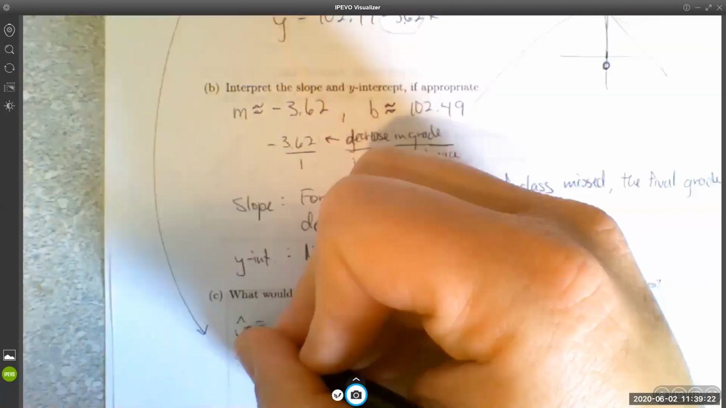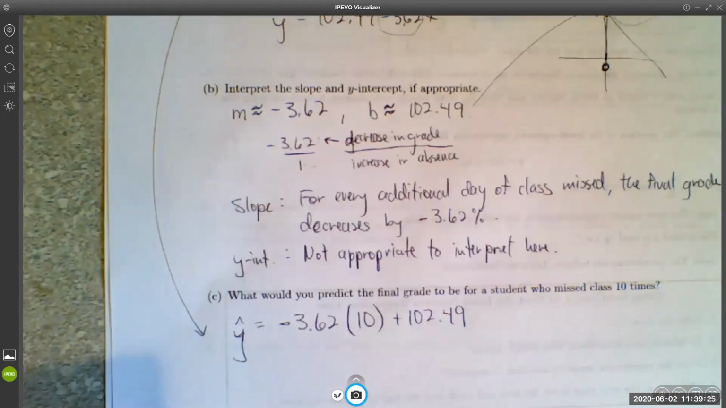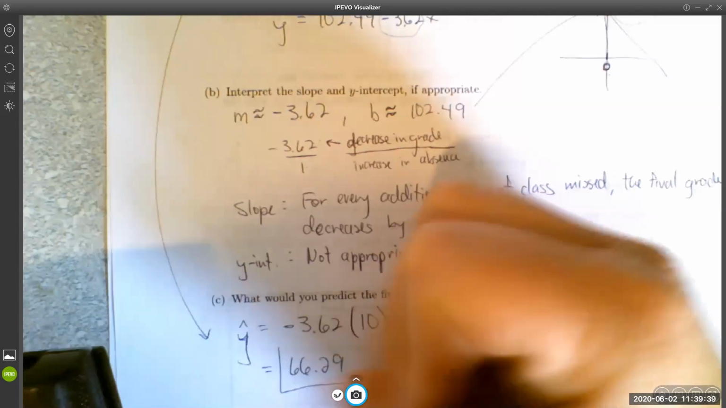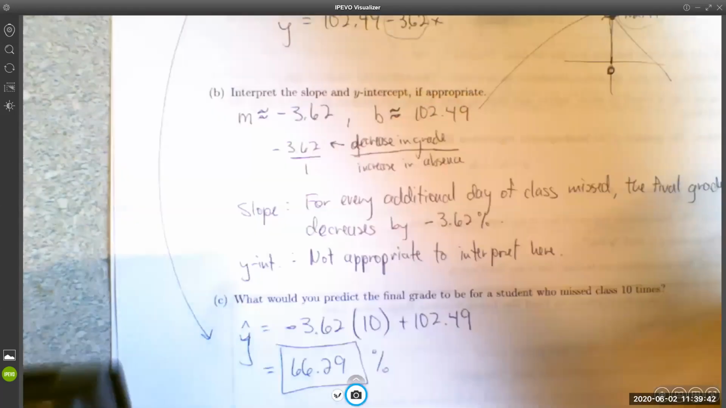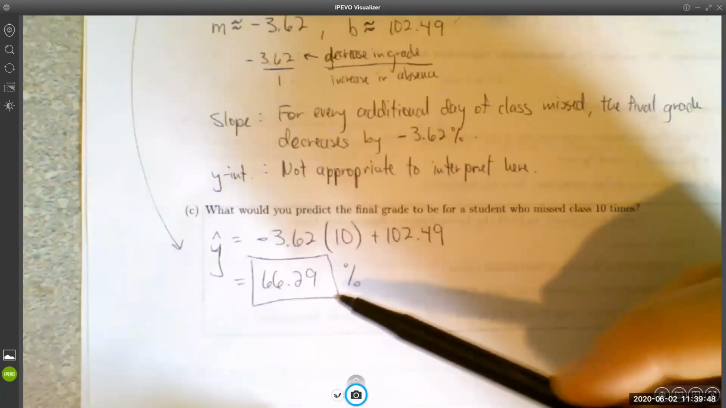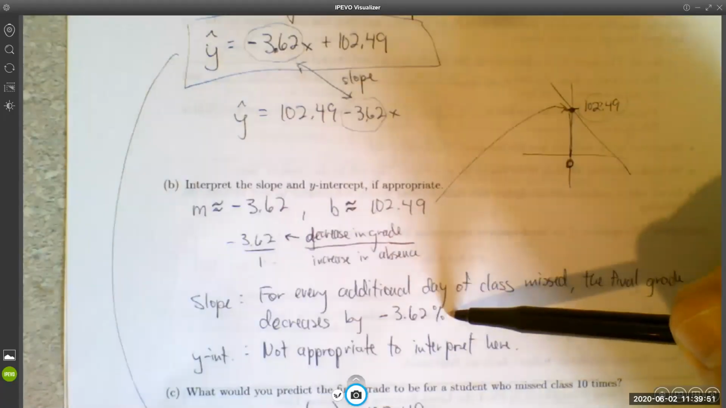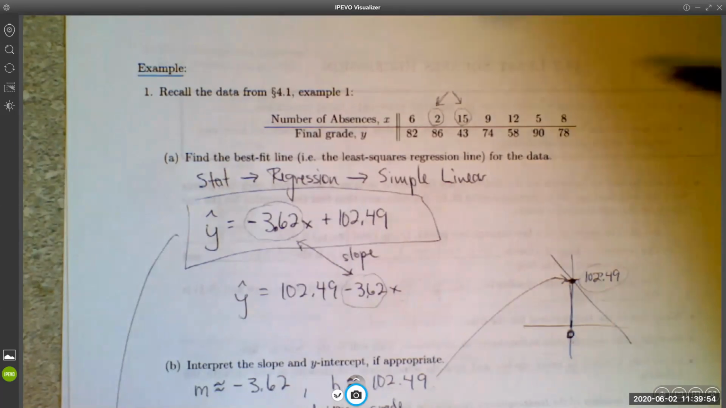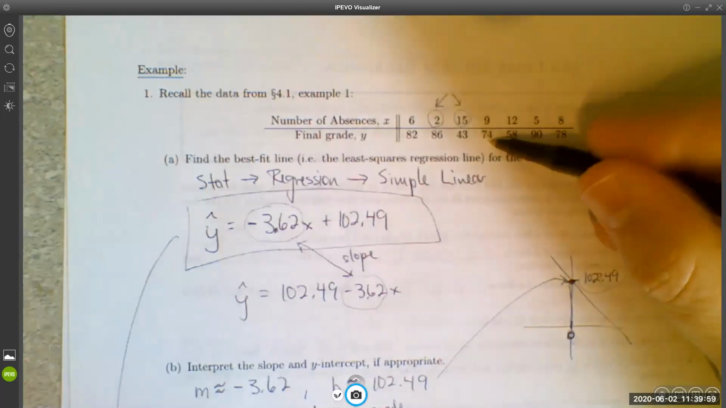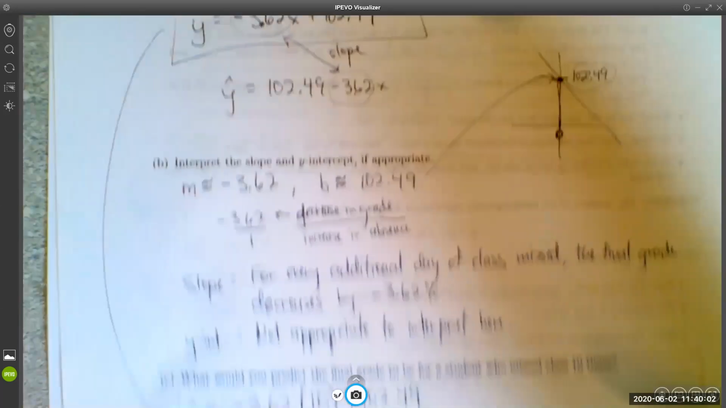So let's see. Okay, I'm coming up with 66.29. So that would be their final grade in the class, 66.29%. And by the way, I'm giving you percentages as my answers, like here and here, decreases by 3.62%, only because we're talking about grades. Obviously, these final grades in the class are their percentage in the class. So this student got 74% in the class. You wouldn't necessarily turn everything into percentages.